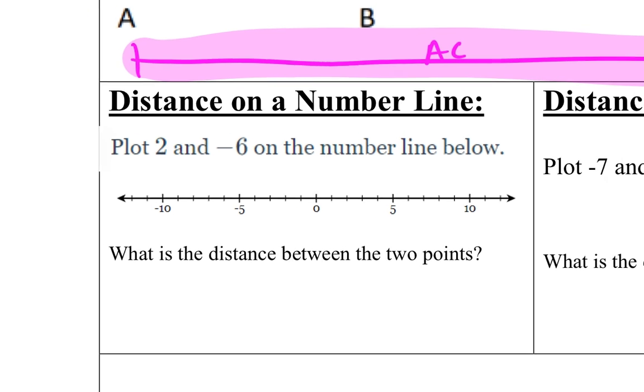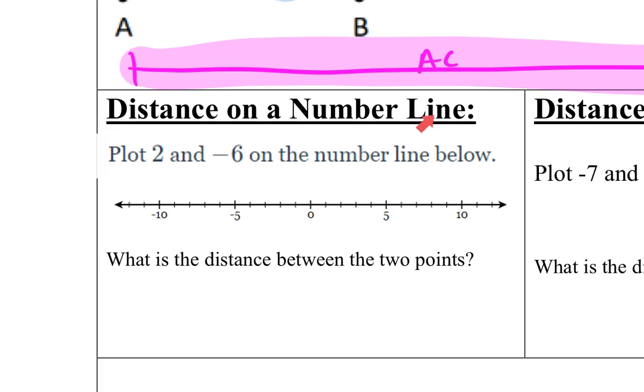Okay, so let's take a look at how we measure distance. Okay, so distance on a number line. So if you see a number line like this, I'm going to ask you to plot 2 and -6 on the number line below. Okay, so you should have done 2 and -6. And now what's the distance between the 2 points? Well, you can just count like this: 1, 2, 3, 4, 5, 6, 7, 8. Now, the key is we want to make sure we start with 0. So we say 1, 2, 3, 4, 5, 6, 7, 8. A common mistake is to start with 1, and then we would get an extra answer. So start with 0, then 1. So the answer is 8.